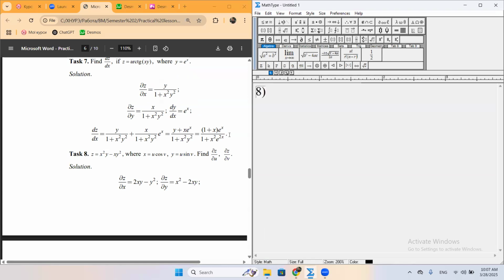Now we have to find derivatives of a composite function. So we have the following function: z equals x squared y minus x y squared, and x and y are also functions of two variables. x equals u cosine of v, and y equals u sine of v.